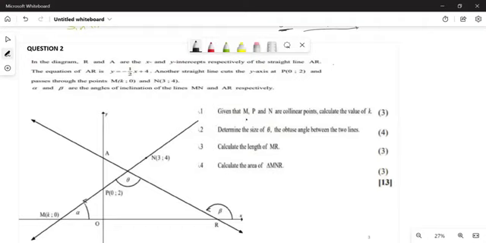that M, P, and N are collinear points, calculate the value of K. Okay, how would you approach this one? I guess, according to my knowledge, the gradient of MP is equal to the gradient of PN. Like the gradients are equal. The gradient of MP, like this one, is equal to the gradient of NP, like this one. Yes. Okay, let's start with the gradient of NP because we know that one.